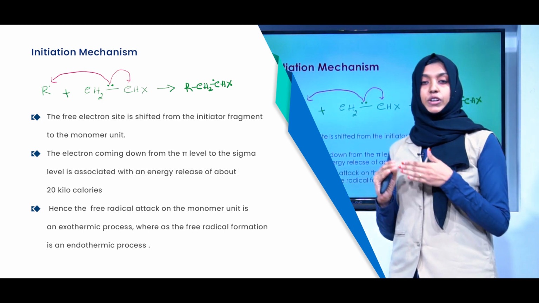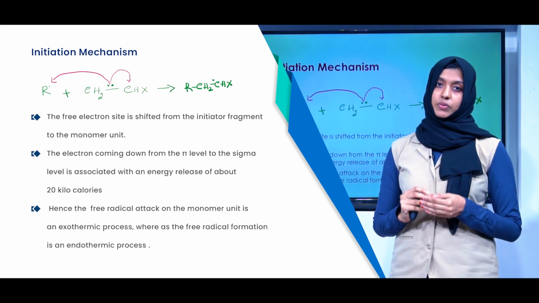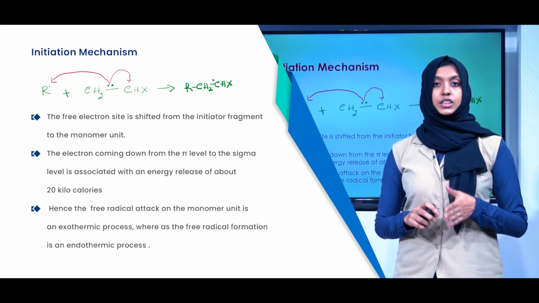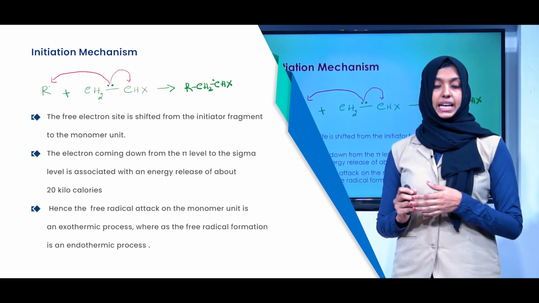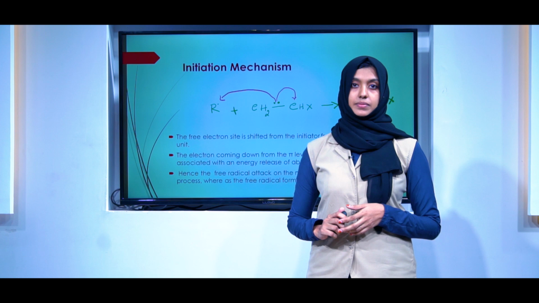The coming down of electrons from pi level to sigma level is always accompanied with an energy release of 20 kilocalories. Hence, the free radical attack on the monomer is exothermic, while the formation of free radical from its initiator is endothermic.